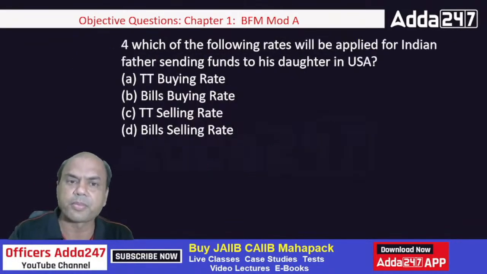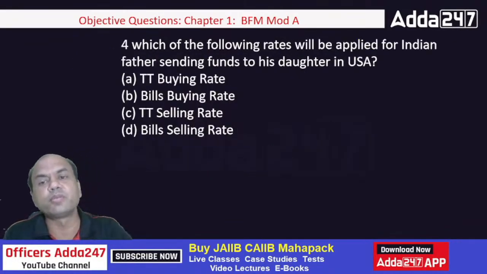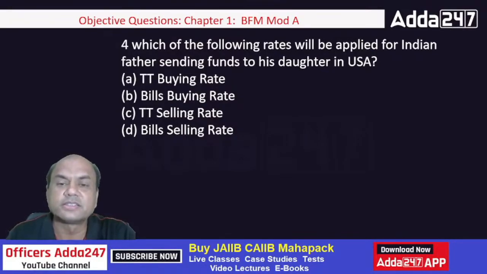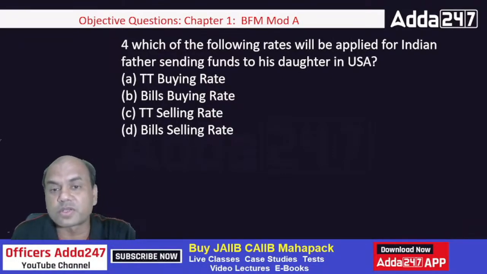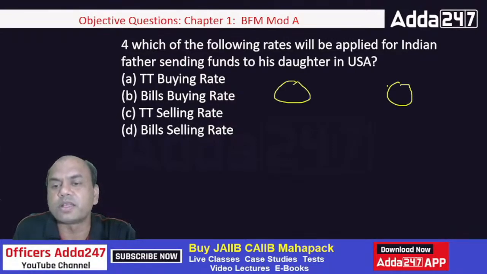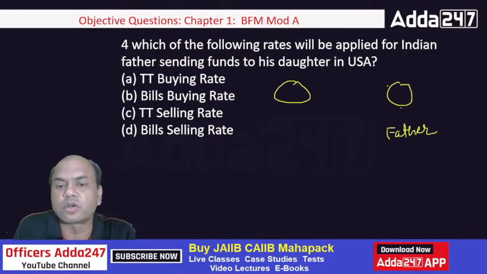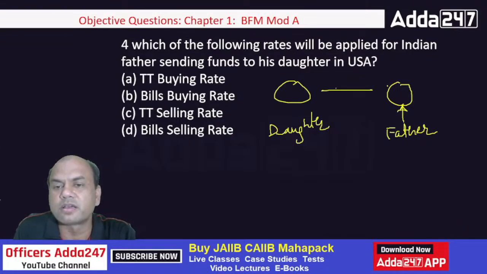Okay. Which of the following rates will be applied for an Indian father sending funds to his daughter in USA? Look at the question. What is the question? This is India. This is USA. The father is over here in India. The daughter is over here in USA. Now the father is sending funds to the daughter. See, the father will send funds over here, then here, and then they'll go to the daughter, right?